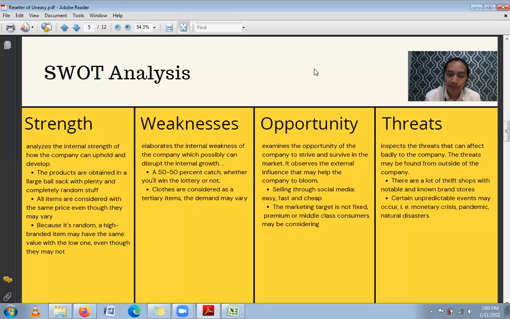And then we have the weaknesses of this company. Weaknesses are internal things that could hold back the company, which can possibly disrupt the internal growth. The weakness is that this particular kind of company has a 50-50 chance, like whether you win the lottery or not. You don't know whether you're going to get good quality or all the products in good conditions. Also, clothes are considered tertiary items, because not many people have a tendency to obtain or complete this kind of need. So the demand may vary.